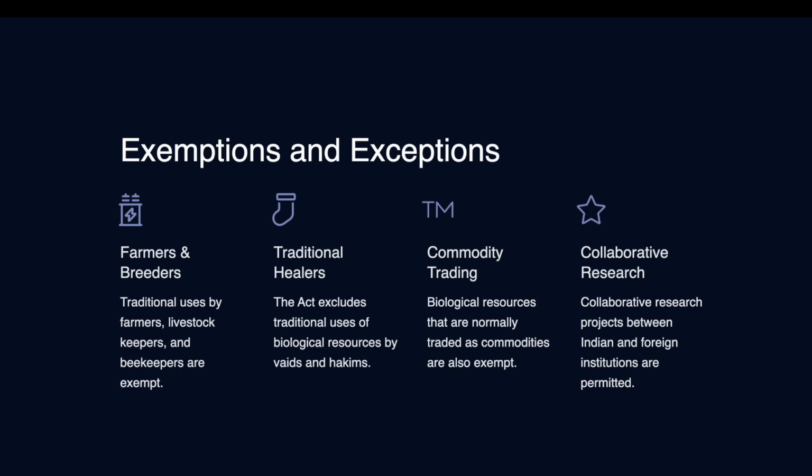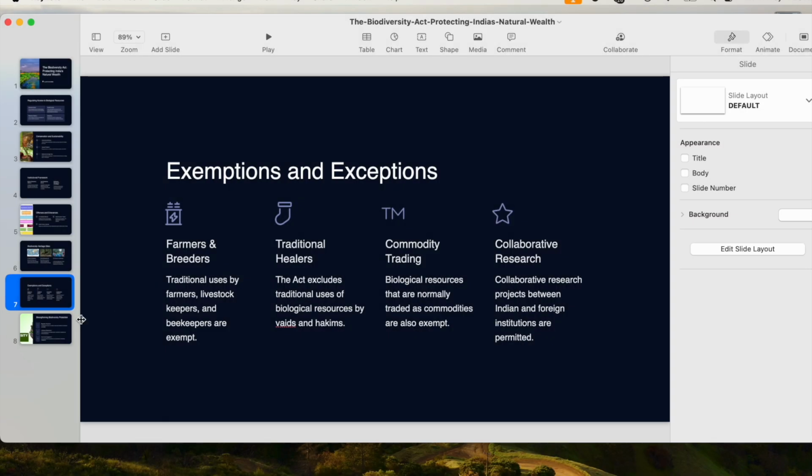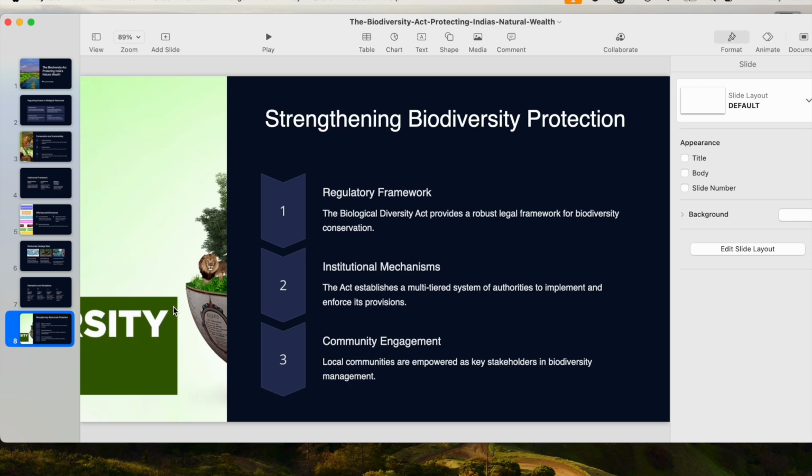So, this is an overview of the Biodiversity Act 2002. And if any question comes, just remember all of these points and you will be able to solve any question from this topic. Okay, there is also talk about strengthening biodiversity protection, like institutional mechanism, regulatory framework and community engagement, which can be further enhanced, but they are important for the mains examination.